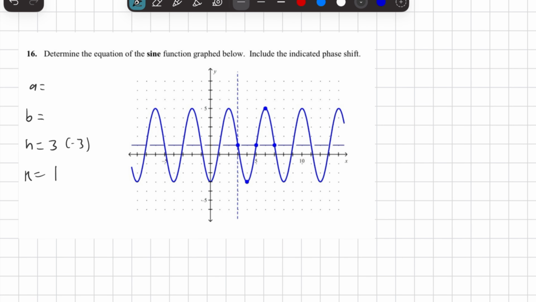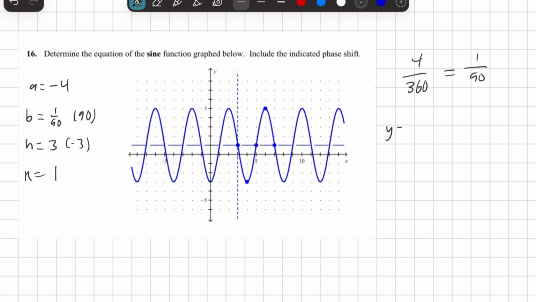And then for a, we can see that our amplitude is 1, 2, 3, 4. It's 4, and our graph is going down and then up instead of up and then down, so it's negative. So we know it's going to be -4. And then b is going over 1, 2, 3, 4. So we have 4 over 360, which is going to be 1 over 90, which is going to be 90 when we write our equation.